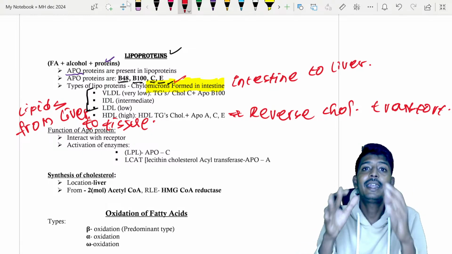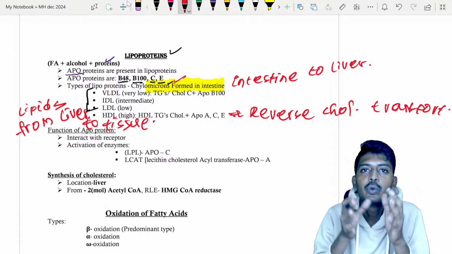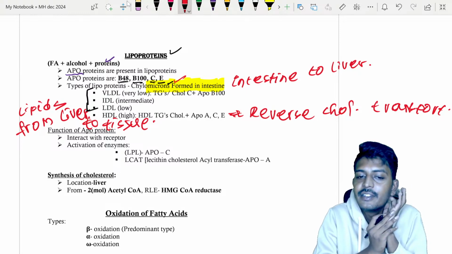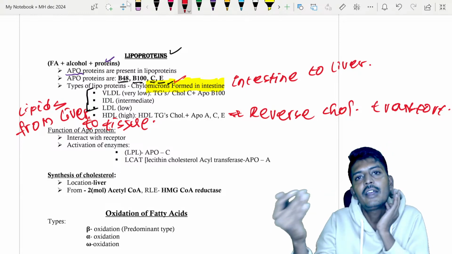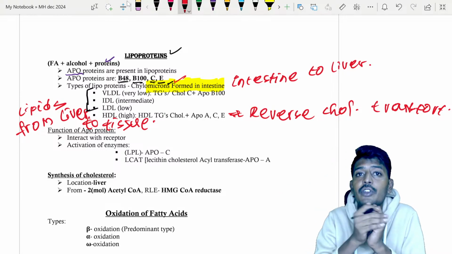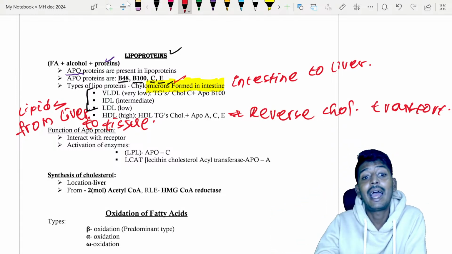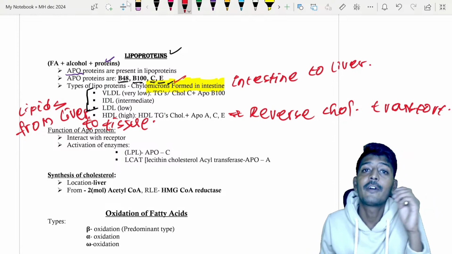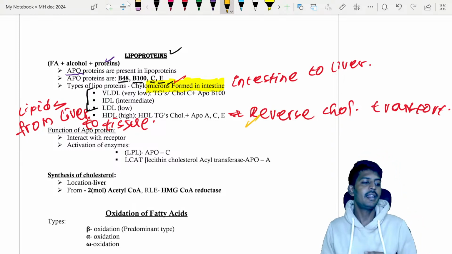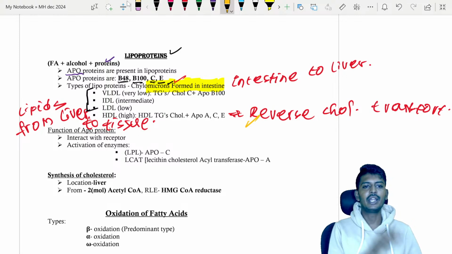Now, for example, let's imagine the adrenal cortex is utilizing cholesterol for steroid synthesis. Cholesterol has gone to the adrenal gland, and there is a sufficient amount of steroidal hormones. Now extra cholesterol will be in the adrenal gland, and from there that cholesterol has to be carried to the liver for metabolism. That reverse cholesterol transport is mainly done by high density lipoprotein.